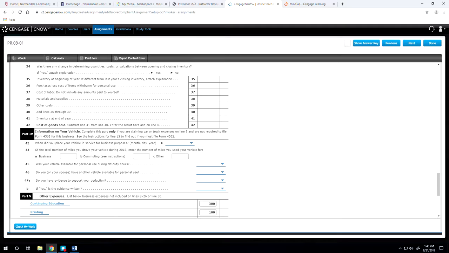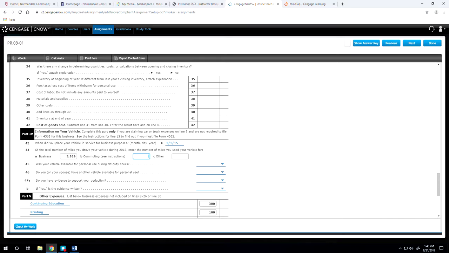We need to fill out number 43. Okay, so 43 says, when did you place your vehicle in service for business purposes? Remember, they told us that in the problem. If you go back up to where we looked at that information about the number of miles that he drove, the problem told us that we placed this vehicle in service for business purposes on January 1st, 2015. The number of miles that he drove for business was 3829.